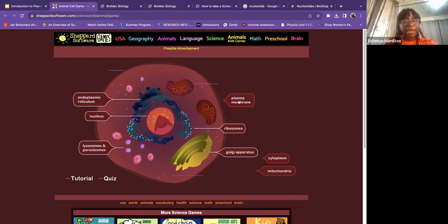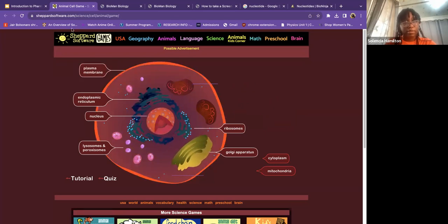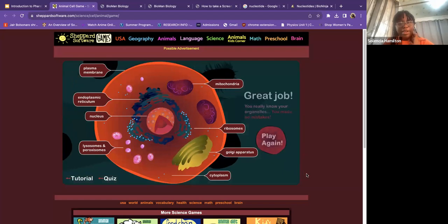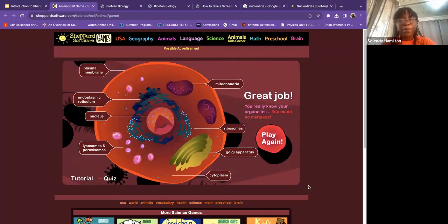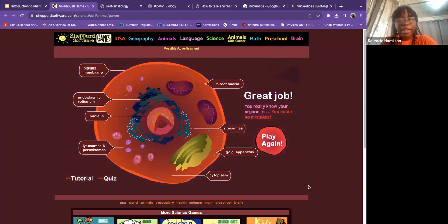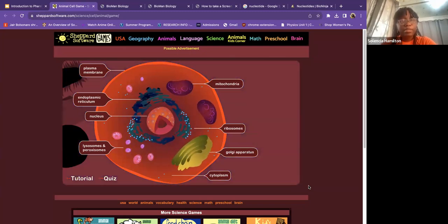Okay, now the membrane is just what surrounds the cell. Okay, great. Cytoplasm is the liquid right here. Mitochondria, the powerhouse of the cell. Okay, so you guys seem to be familiar with the components of a cell. So are you familiar with some of the functions of each component?